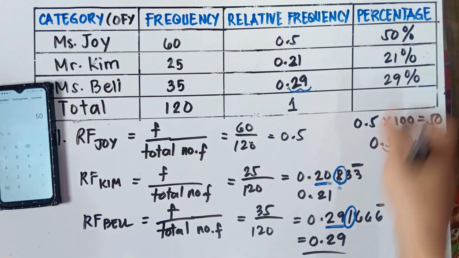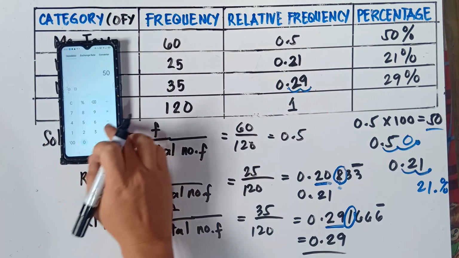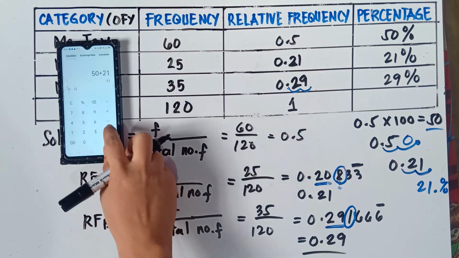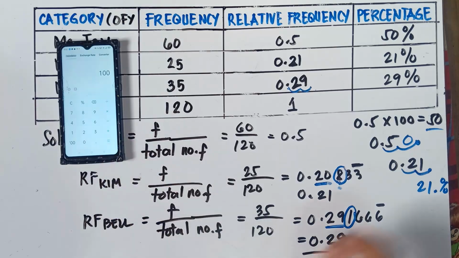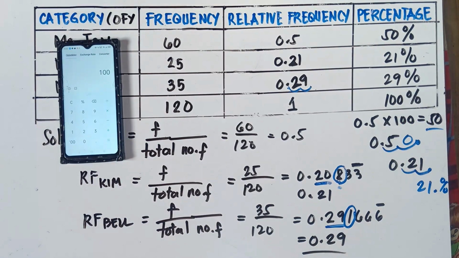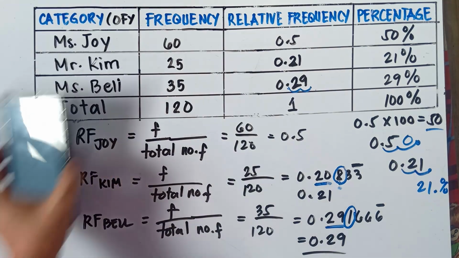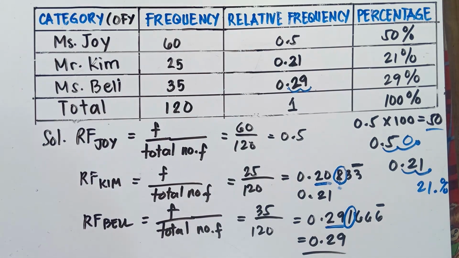Alright, and then simply add this up. So 50 plus 21 plus 29, and the answer is 100%. Once again, class, for percentage, the total is always 100%. That's it, class. All set for example number 2.